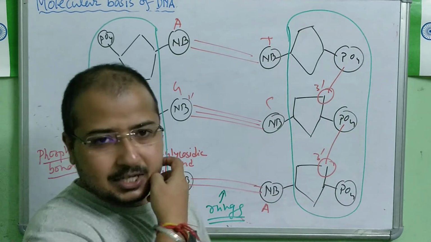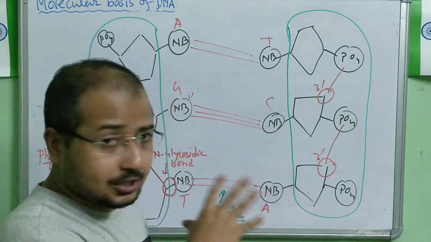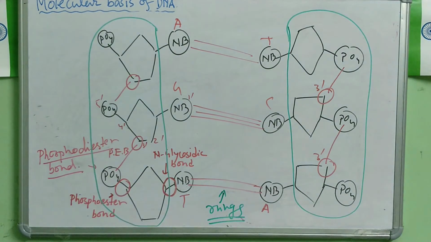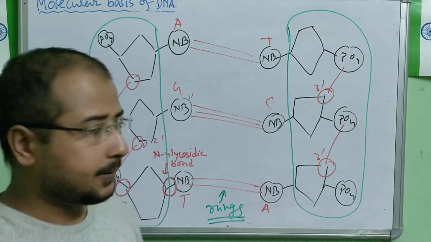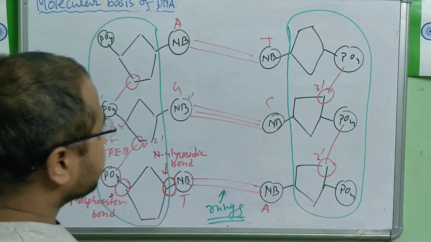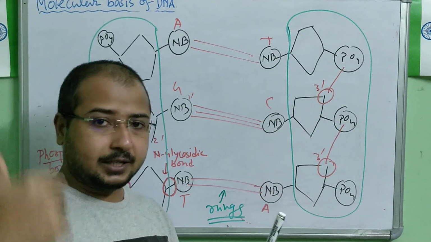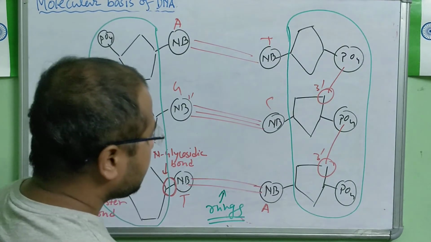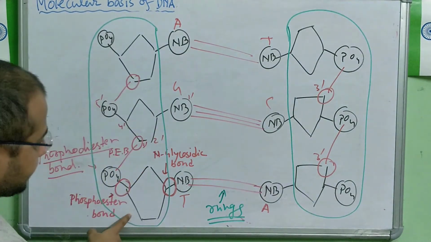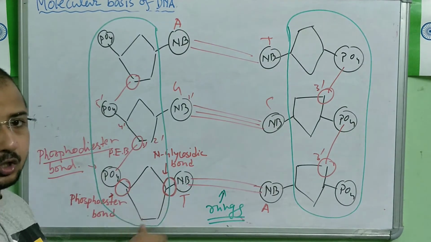Now see, one last thing I would like to share in this topic. We write 5 prime 3 prime polarity on both sides of the DNA strand. How does it come? Now you will understand this. Look at this nucleotide molecule. Suppose this is the last nucleotide of the strand.